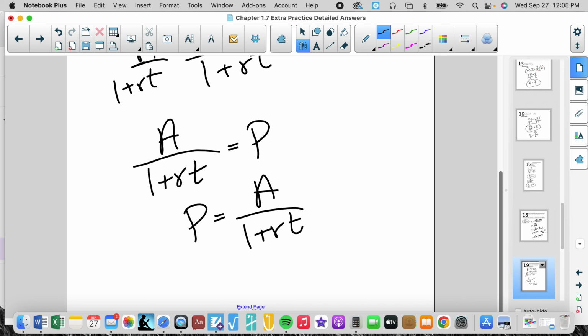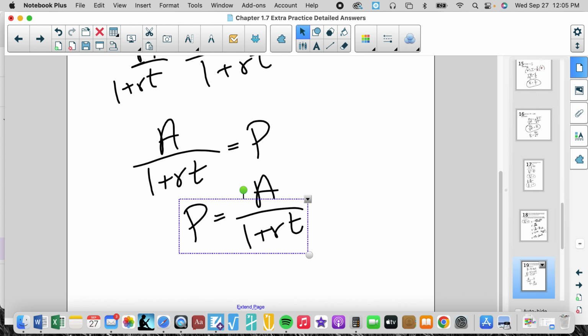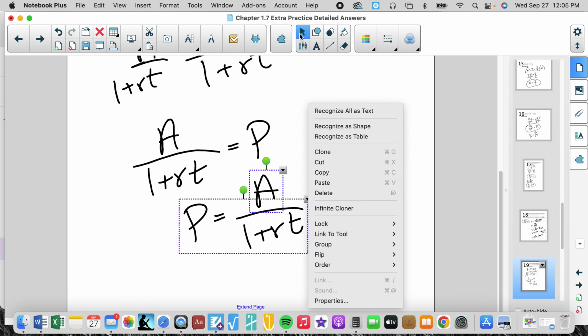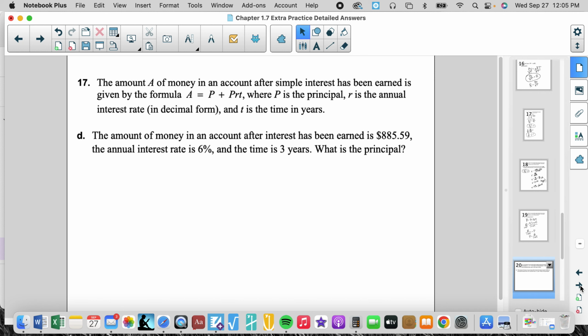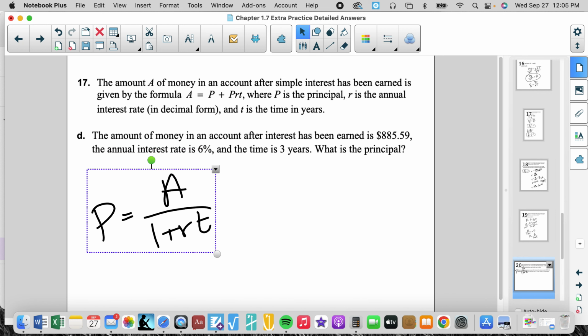Does it use it? Yes, it does. So it wants this equation for the next part. So let's utilize this. Let's group first, copy, and let's look at part D. Part D says the amount of money in the account after the interest has been earned is $885.59. So what is the principal? That is my A, the amount. So that goes in for A.